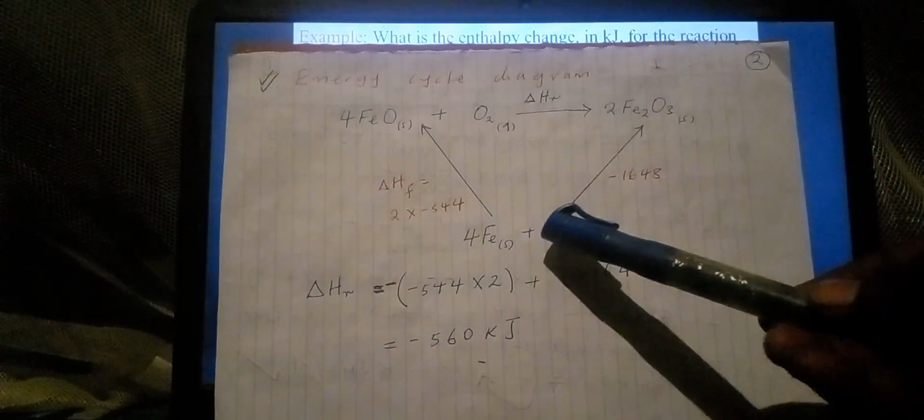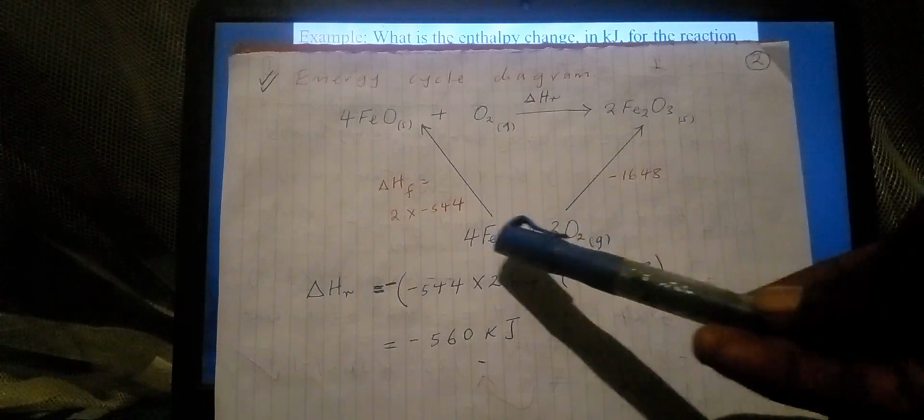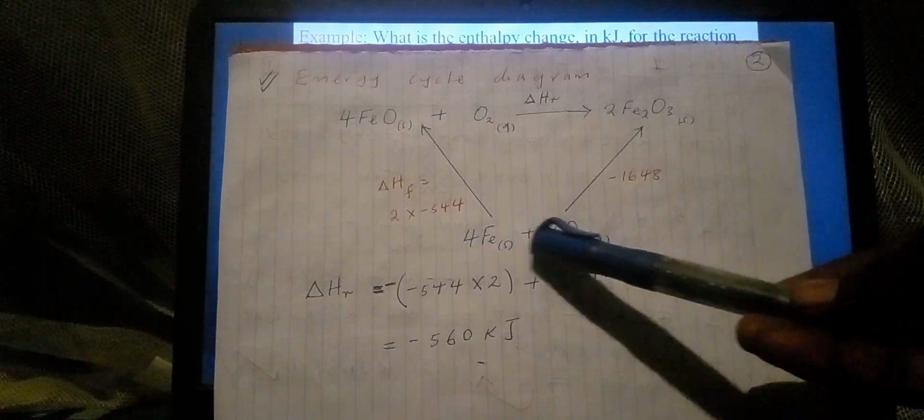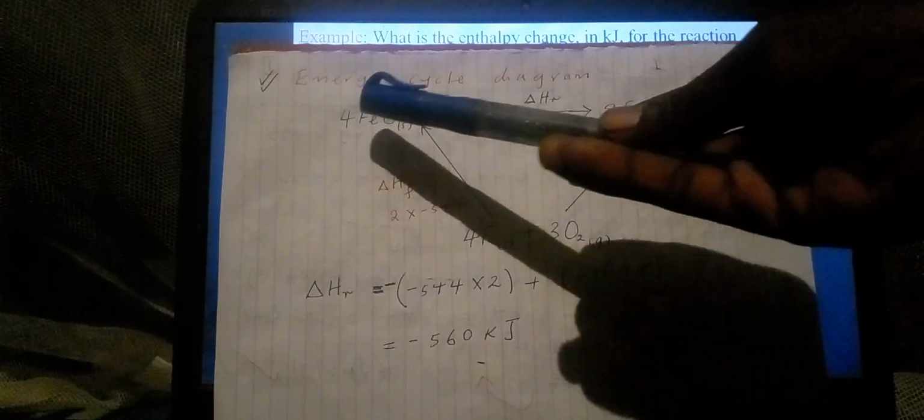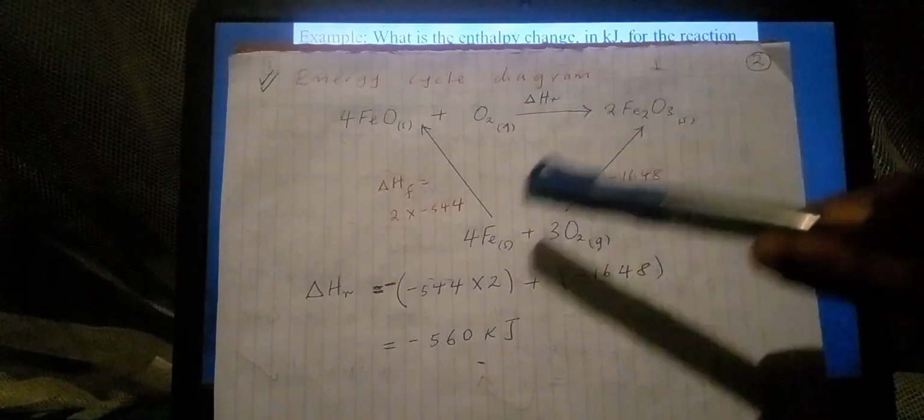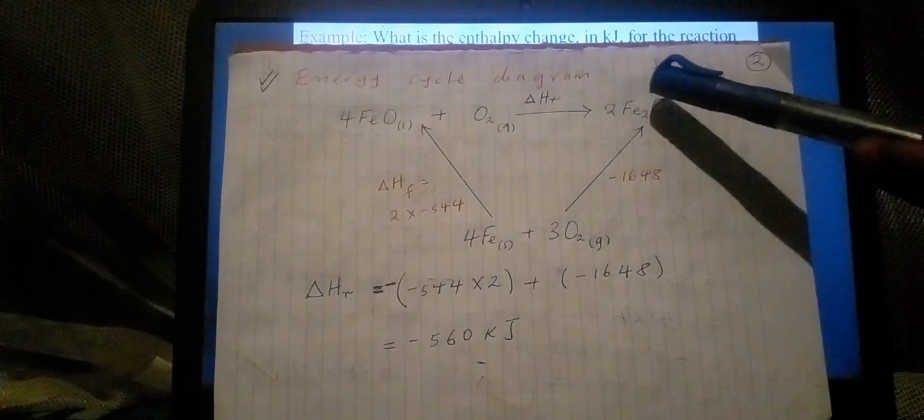So these ones are our reactants. So we can move from elements, these are elements, we can move from elements then to form reactants, then products. Or we can move from elements directly to products.